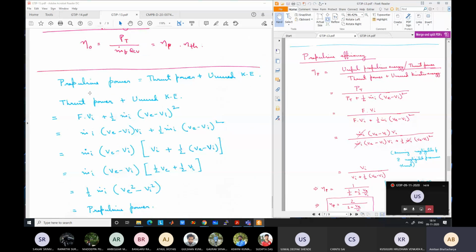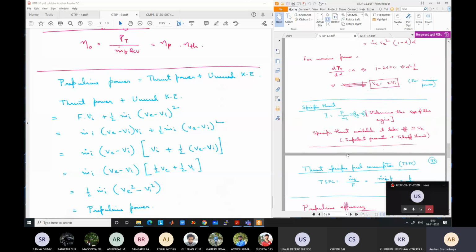So how can we check? Say we sum up the thrust power plus unused kinetic energy. This denominator, let us sum up. Thrust power is F into Vi, and unused kinetic energy is half m dot I (V minus Vi) squared. Okay, this denominator here. So F, what is F?